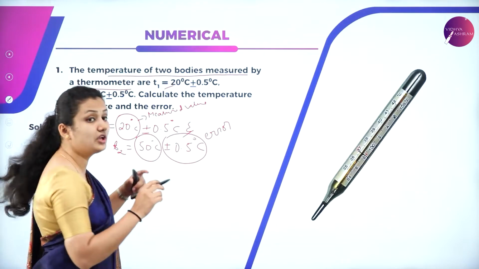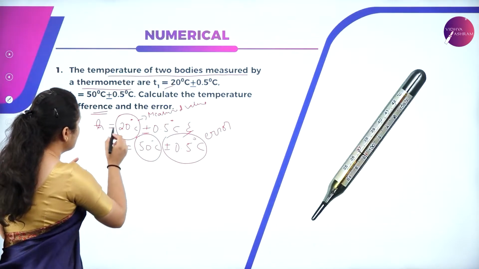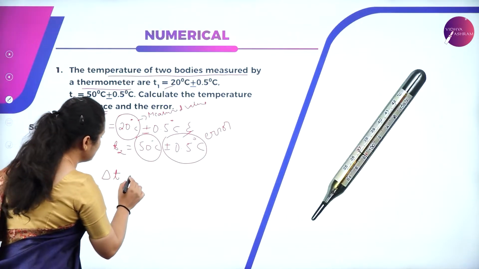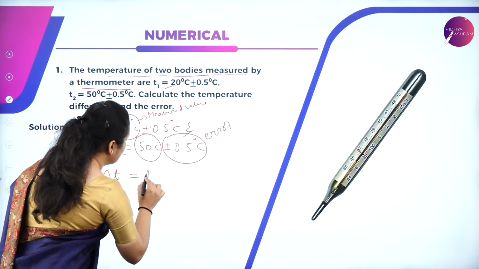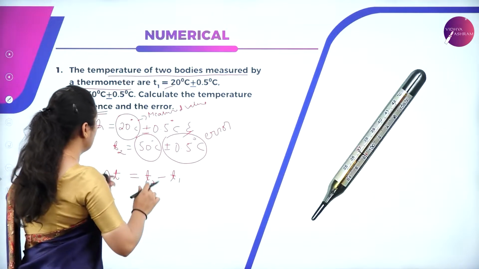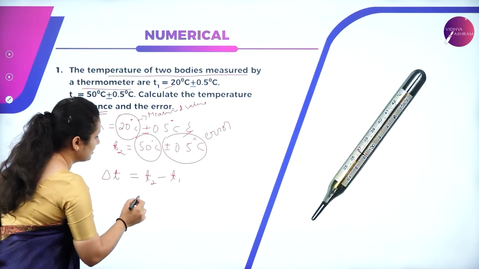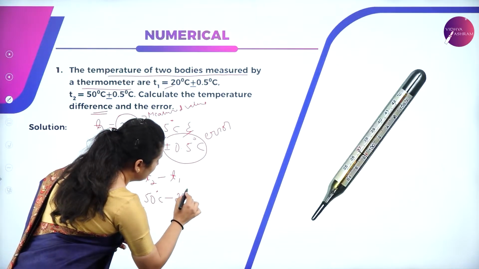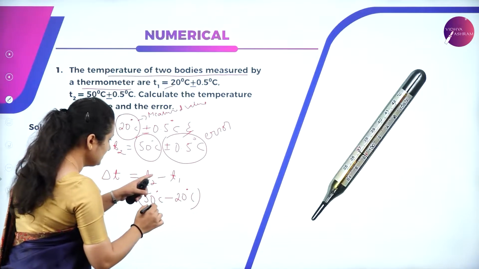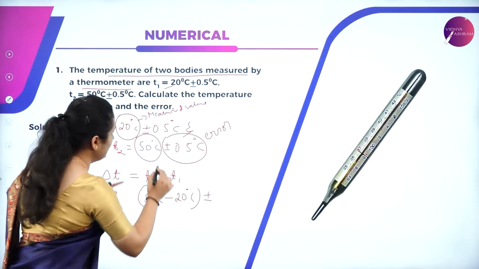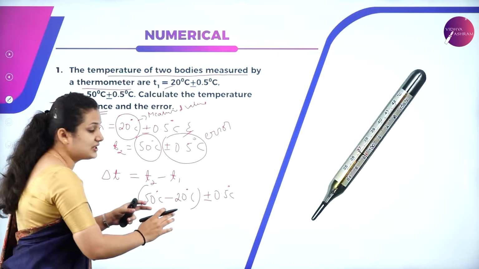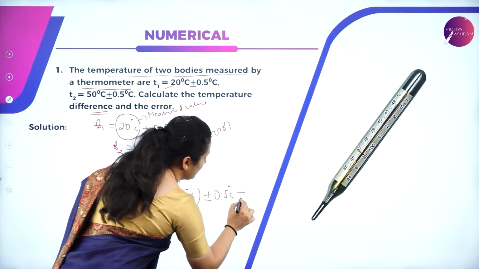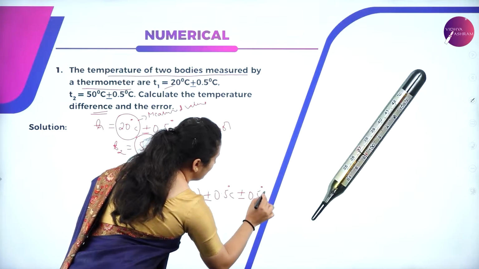So how will you calculate using rule 1? They have asked you to find out the difference. So difference is given by delta T. Delta is the difference. Difference delta T is equal to T2 minus T1. So what is T2 here? It is 50 degrees Celsius minus 20 degrees Celsius. The absolute error will be the sum of absolute error in the two individual quantities. So error will always be the sum here, 0.5 degree.